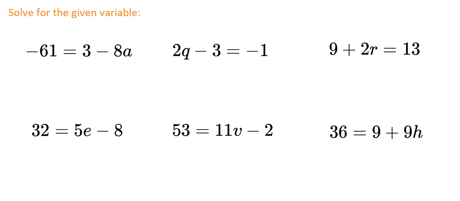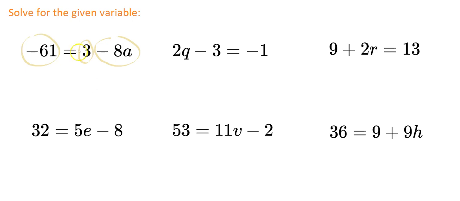Okay, so we're going to solve for the given variables. So let's look at the first one. Minus 61 equals 3 minus 8a. So we're looking for the side, we've got constants on both sides. So we'll take a constant from the side where there's also a term with a variable, like here, there's minus 8a. Just be aware that this is actually minus 8a, that's positive 3, and that's minus 61.